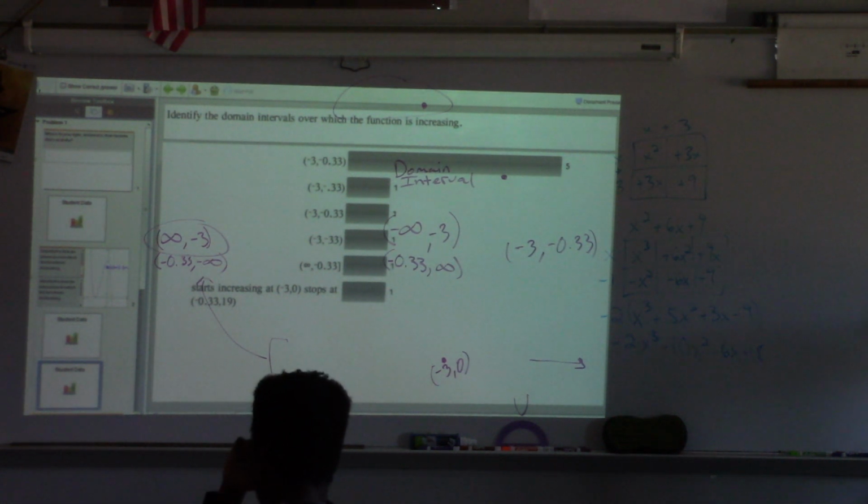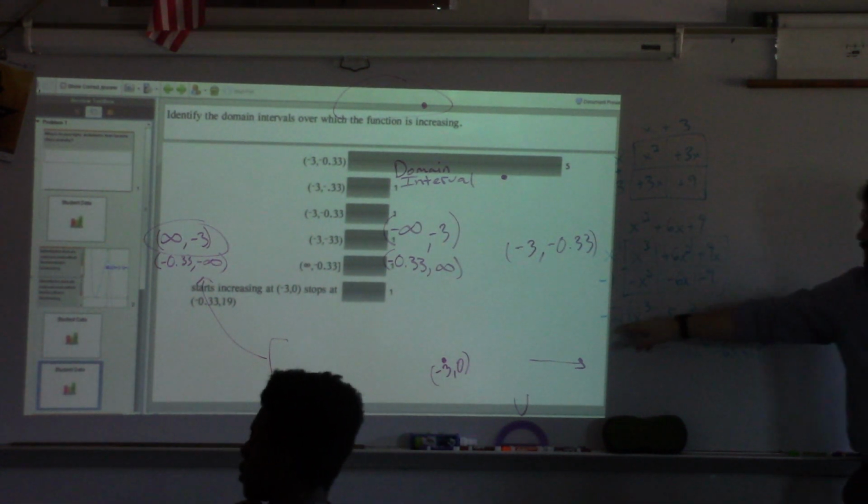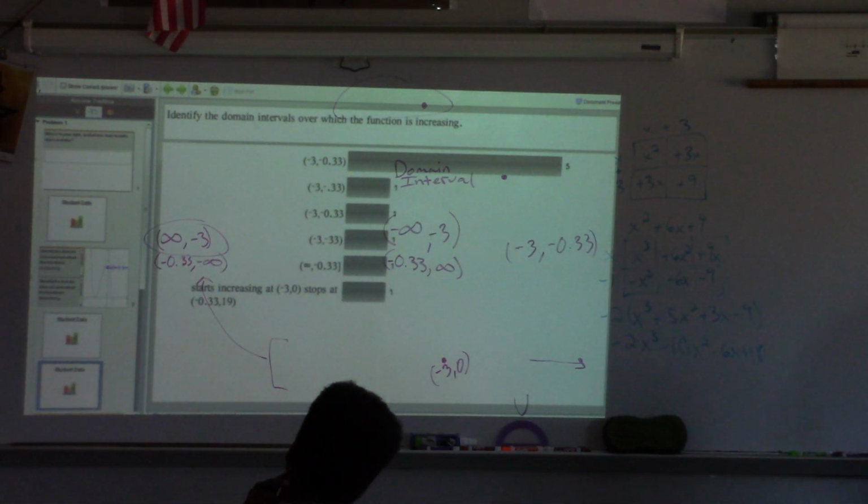By the way, also I meant to mention this earlier, don't forget, do your distribution with your binomials, but come back and remember your negative 2 needs to be distributed at the end. I think most of us did remember that, but just make sure you're paying attention to that detail.